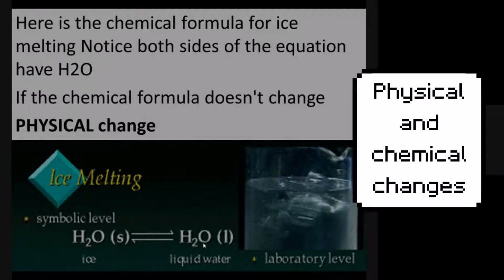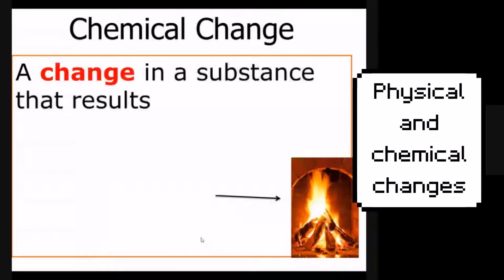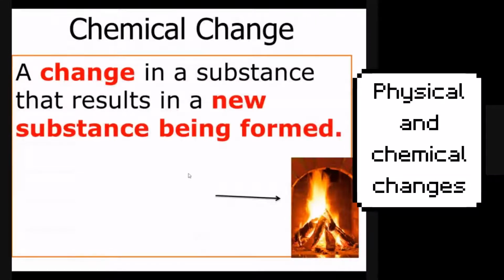Now, let's look at chemical changes. So a chemical change is a change in a substance that results in a new substance being formed. So for example, in the picture right here, the wood starts out as wood, but after it burns, it is no longer wood. It'd be considered smoke and ash afterwards.